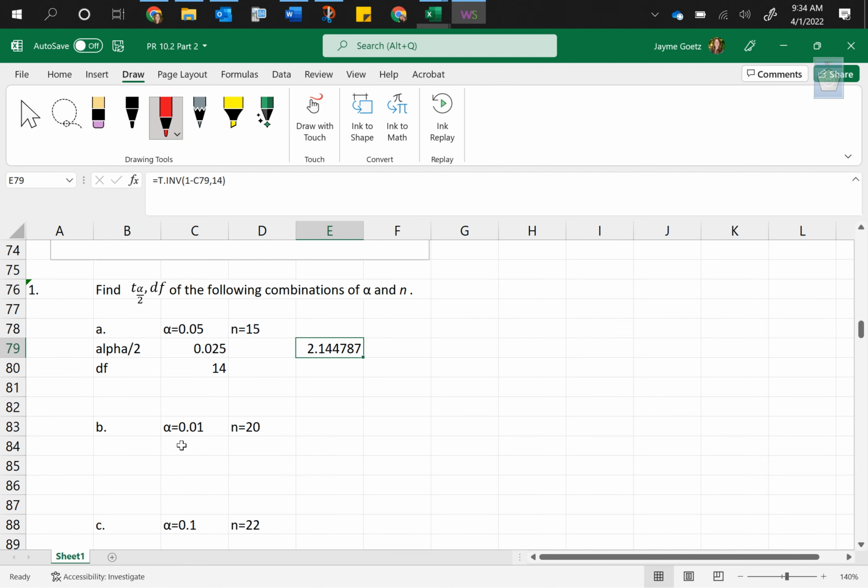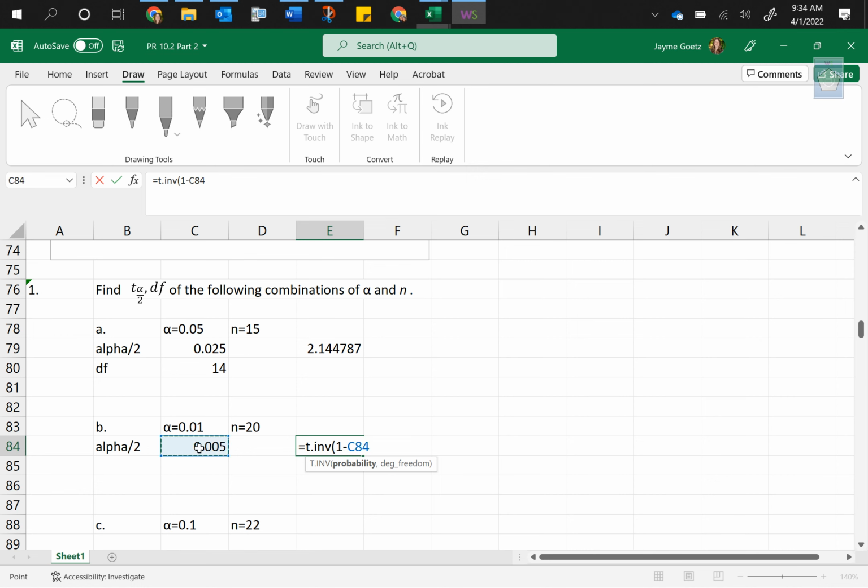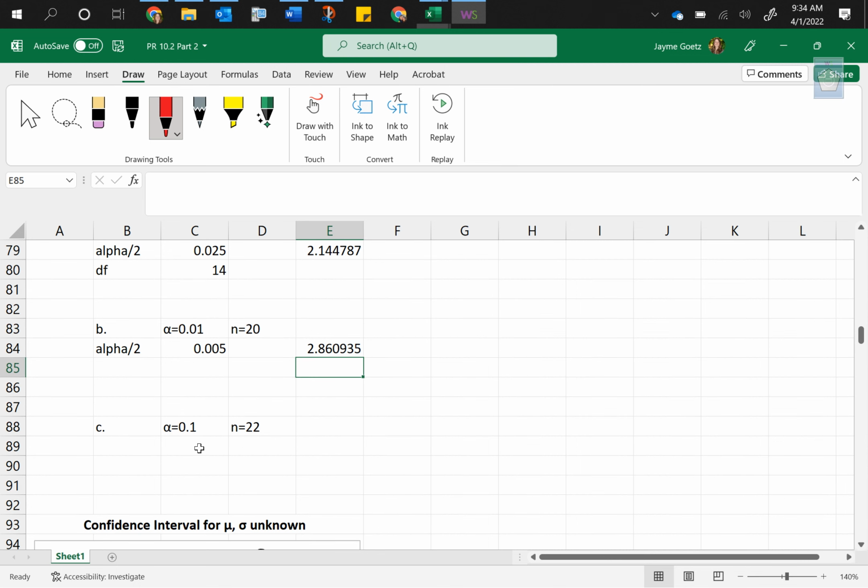Okay, let's try it again. On letter B, if my alpha is 0.01, my alpha over 2 is going to equal 0.01 over 2. And then we can come over here and we can type it all in. So t dot inv of 1 minus that 0.005, comma, degrees of freedom. What's my degrees of freedom here? 19. Very good. And we should get 2.86. So try number C on your own, or letter C, sorry.